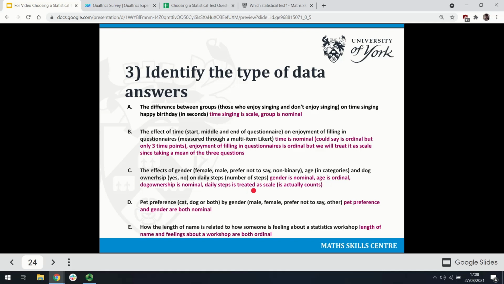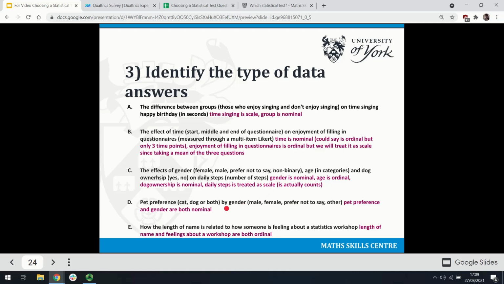I say that we treat it as scale rather than it is scale, because some people would say, well, it's not really scale, it's actually count data. And that's because you can't get decimal points in it. So you're unlikely to get 10,100.6 or 132.7 of a step, right? So they're always going to be whole numbers. So it's actually count data. But they're such big numbers that they behave like scale.